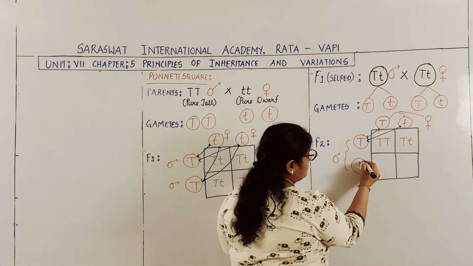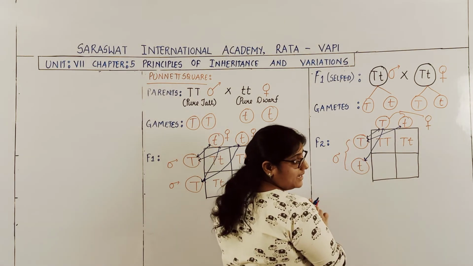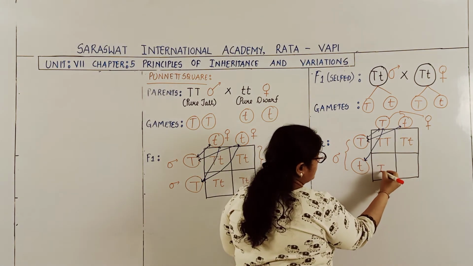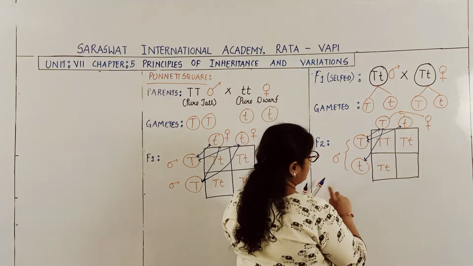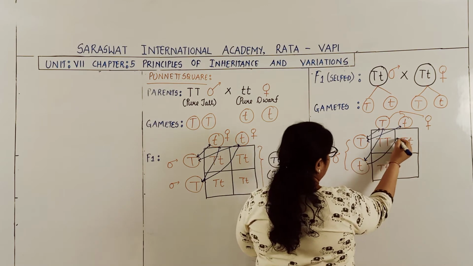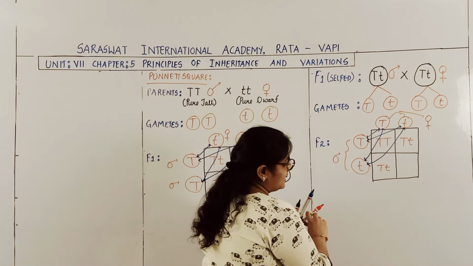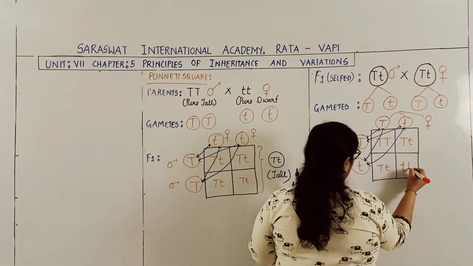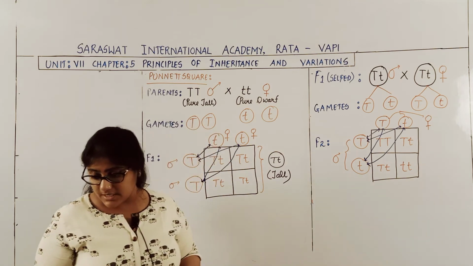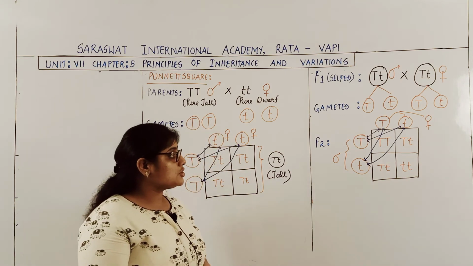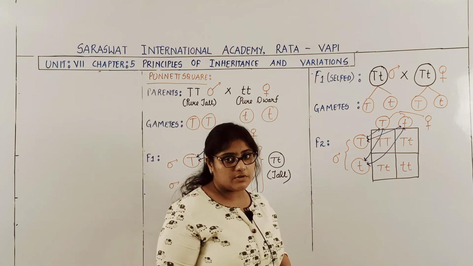Now suppose this male gamete is fusing. So this male gamete can fuse with the female gamete containing the allele capital T. So what is the possible combination? Capital T, small t. And this particular male gamete can fuse with the female gamete containing the allele small t. So what would be the possible combination? Small t, small t. So students, these are the plants of the F2 generation.